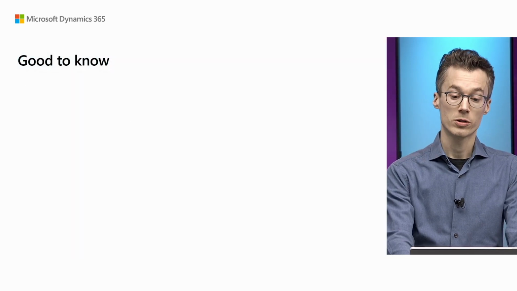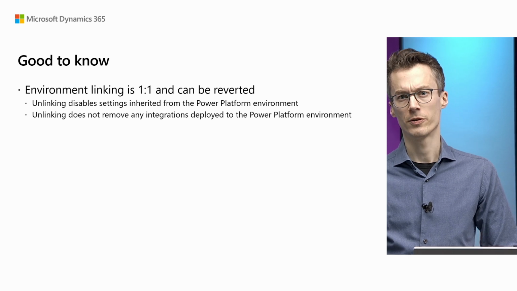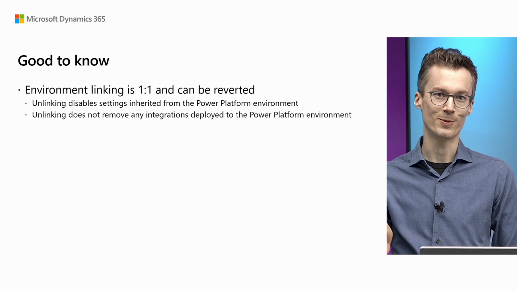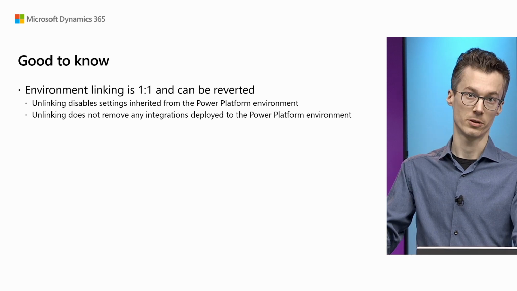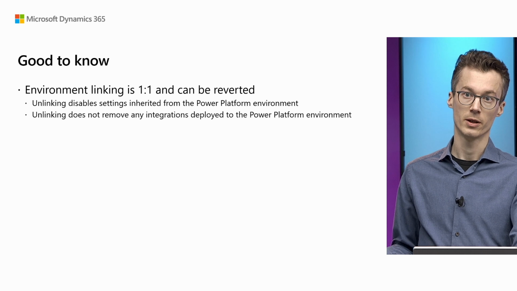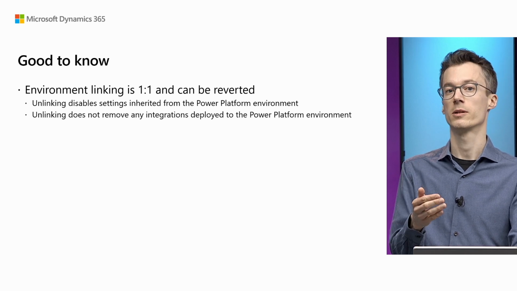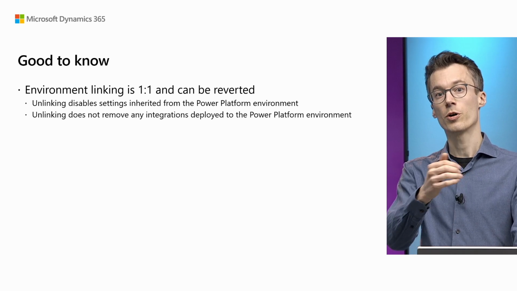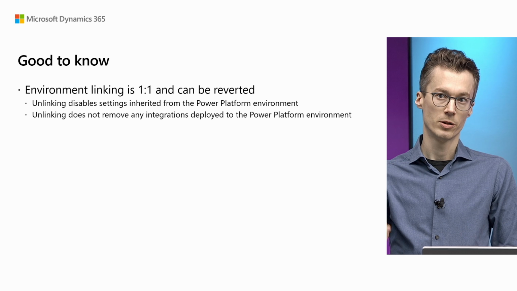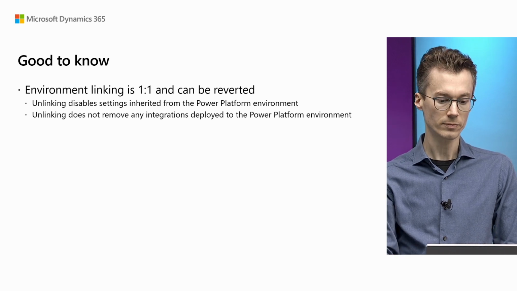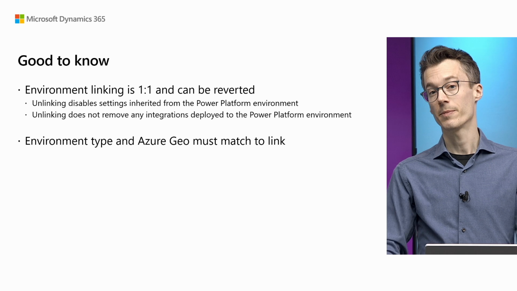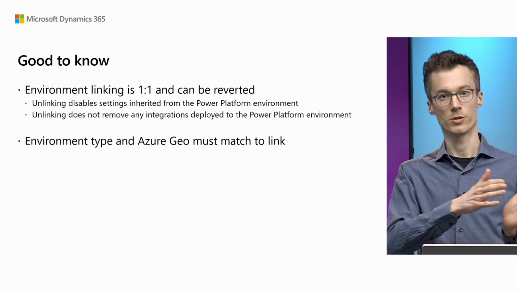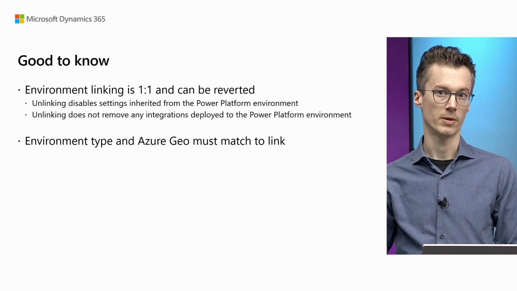So there's a couple of things also good to know. So the linking of environments is one-to-one. One Business Central environment to one Power Platform environment. And it can also be reverted. So unlinking is possible. And unlinking then disables the settings that are inherited from the Power Platform environment. But it would not remove any integrations that are deployed to the Power Platform environment. The environment type and the Azure geo must match. So sandbox to sandbox, production to production, and it needs to be in the same Azure geo.